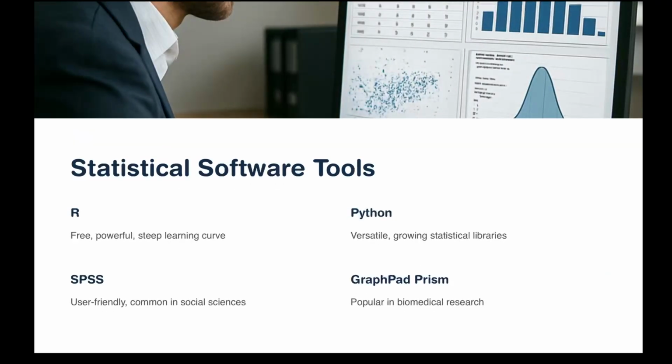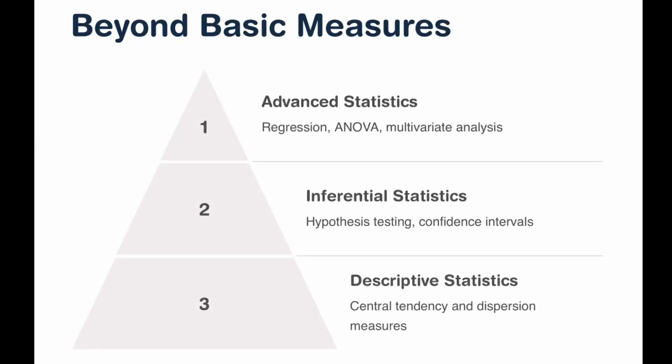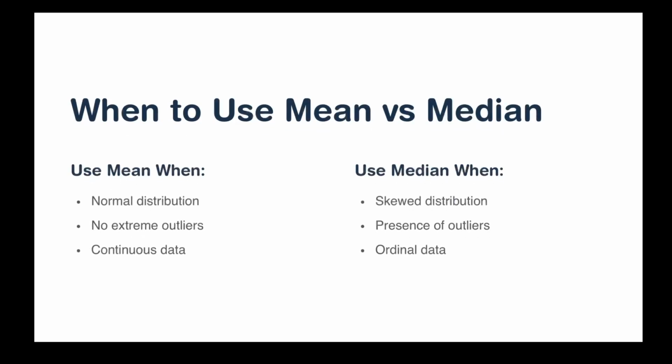Various software tools are there to make our lives simple. There is something called R software. It is free and powerful. SPSS is usually for social sciences. Python is versatile with a growing statistical library, and GraphPad Prism. These are major software tools which you can use. Beyond basic measures, advanced statistics we use include regression, ANOVA, multivariate analysis, inferential statistics, hypothesis testing, and confidence intervals. And for descriptive statistics, we require central tendency and dispersion measures.